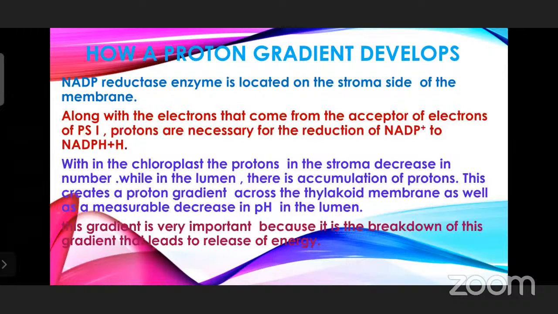So when the protons accumulate more in number in the lumen, they must be removed. They must be sent out from the lumen to the stroma again through the thylakoid membrane. When they are sent out, at that time the movement will take place and their energy will be lost. The energy will be reduced, the energy will be coming out, and that energy will be utilized for ATP synthesis.